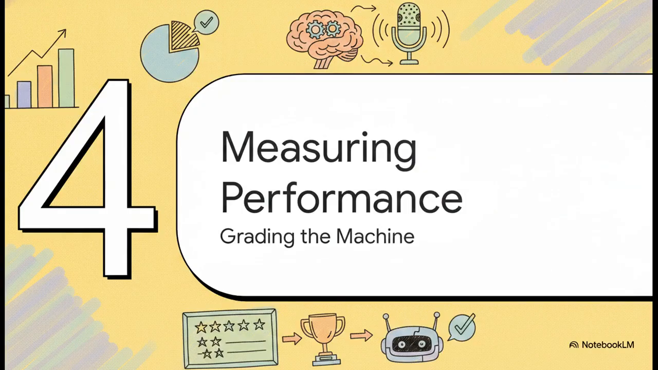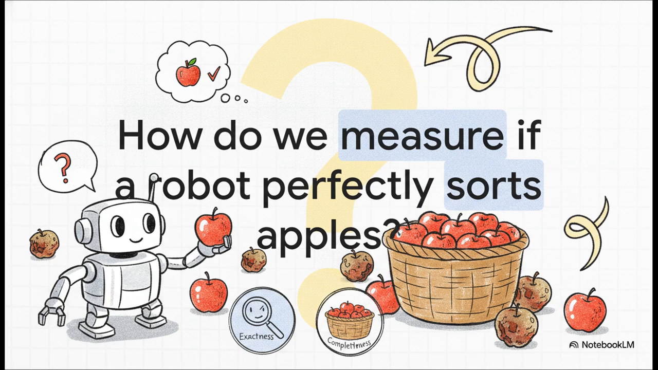Section 4. Measuring AI performance, grading the machine. So how do engineers actually know if their bouncer and boss are doing a good job? We need concrete ways to measure them. To really wrap our heads around these evaluation metrics, I want you to imagine you have a robot, and its sole purpose in life is sorting apples from a basket. It needs to pick out all the perfectly good apples and leave the rotten ones behind. How do we grade this robot?